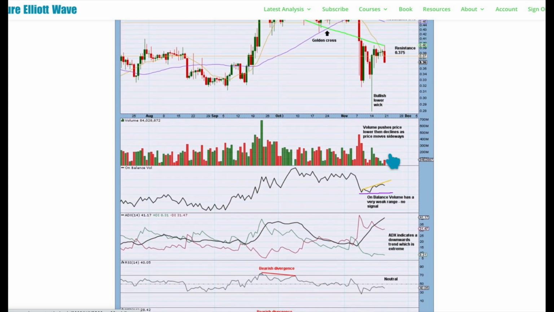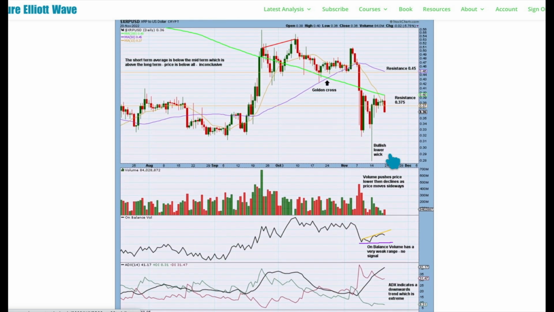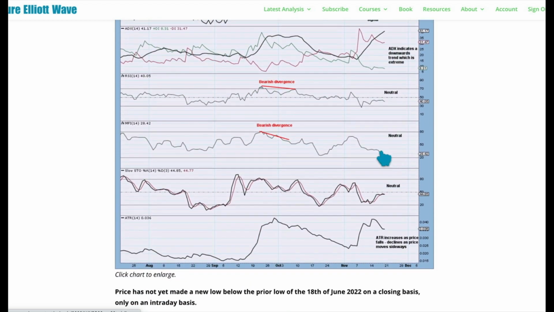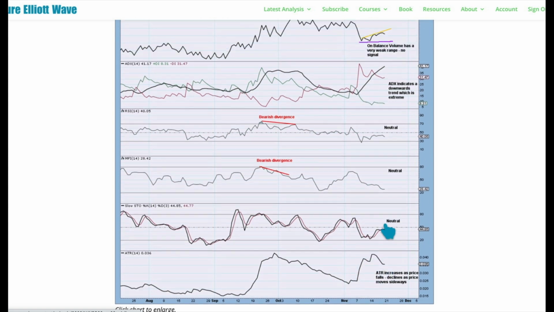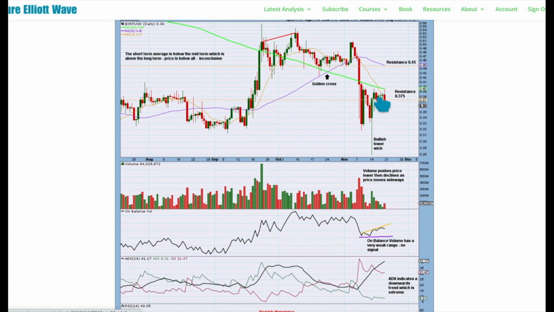If we then see a bullish candlestick pattern with support from volume, I would have even more confidence in that view. Money flow, RSI and stochastics all neutral. ATR decreasing as price falls and now declining as price moves sideways supports the view that this is probably consolidation within an ongoing downward trend. So I'm expecting new lows for XRP, but the next low for XRP looks like it could be the last one, the end of that bear market.